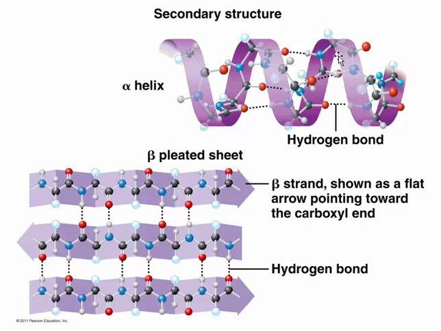And what's connecting either the helix or the sheet together? These little dotted lines, these are hydrogen bonds. So hydrogen bonds are super important at this secondary structural level, forming these types of common structures that we see within proteins.